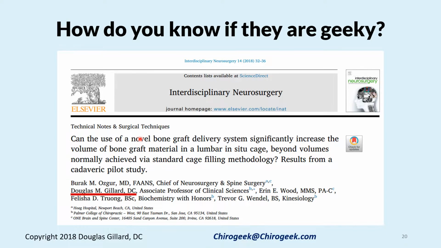Here's a paper I just published with Dr. Oscar. You can read it, I'm not going to go into it, but we got it published in a decent journal, Interdisciplinary Neurosurgery. That's just an example. So when you're checking out a spine surgeon, go to PubMed.com and put his name in there and see if he's geeky, see if he's really into this. That's the way you find a good surgeon.